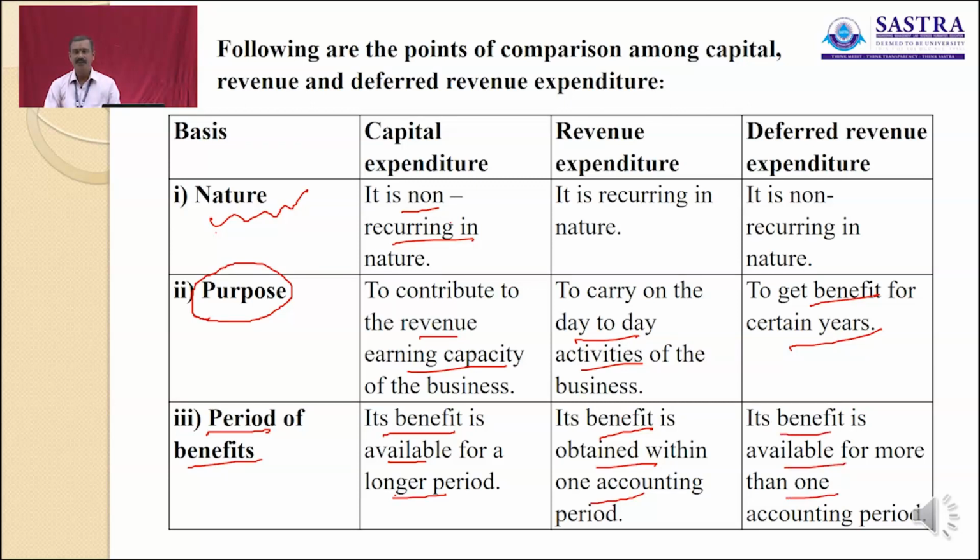The revenue expenditures like wages, salaries and other expenses will be for a set period less than one accounting period, and the benefit of which will also be derived in that particular accounting period. And the benefit of deferred revenue expenditure is available for more than one accounting period or till the period for which such expenditure is spent.